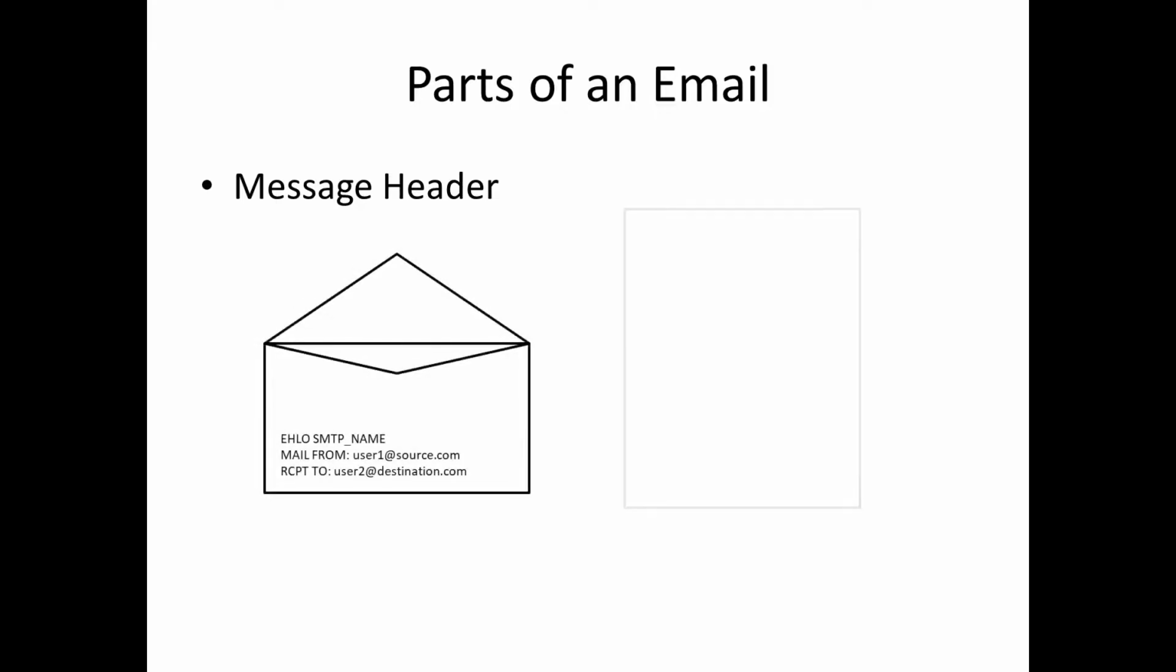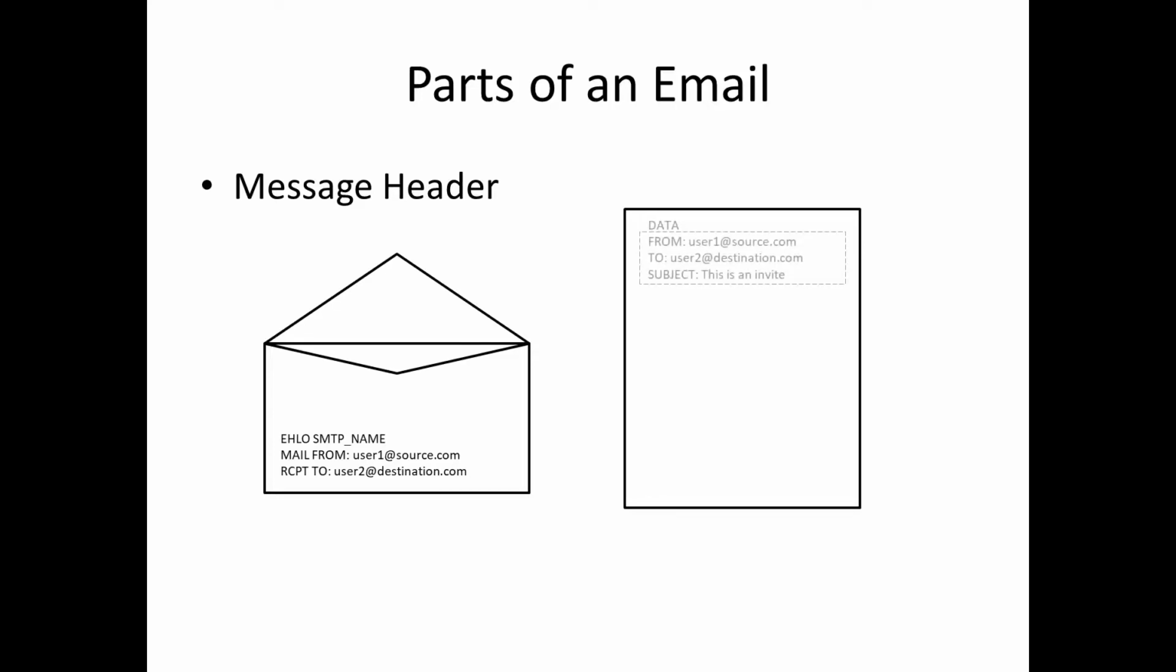Opening the envelope, we have the message. In SMTP, the message is denoted by the DATA command from the client. Inside the DATA command, we have the message header, which is basically the one that can be seen by the user. It commonly comprises From, To, and a Subject.